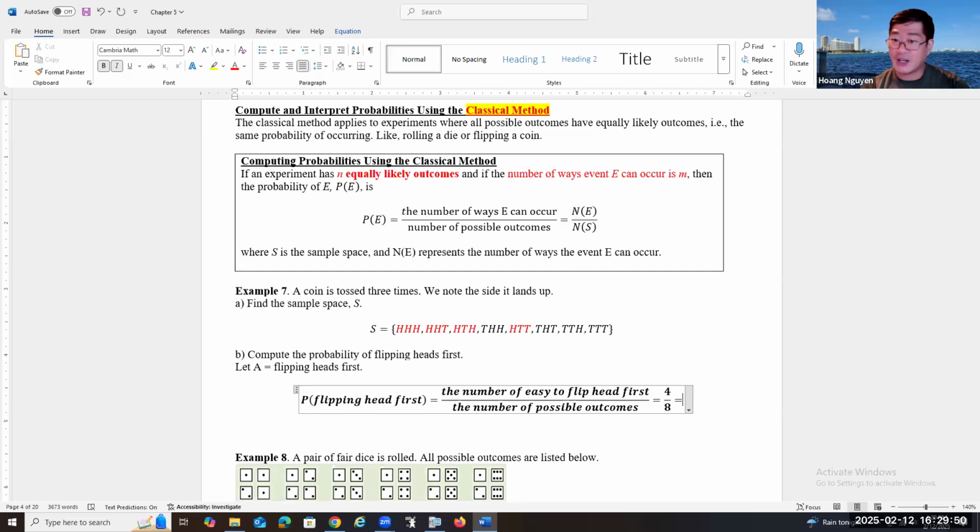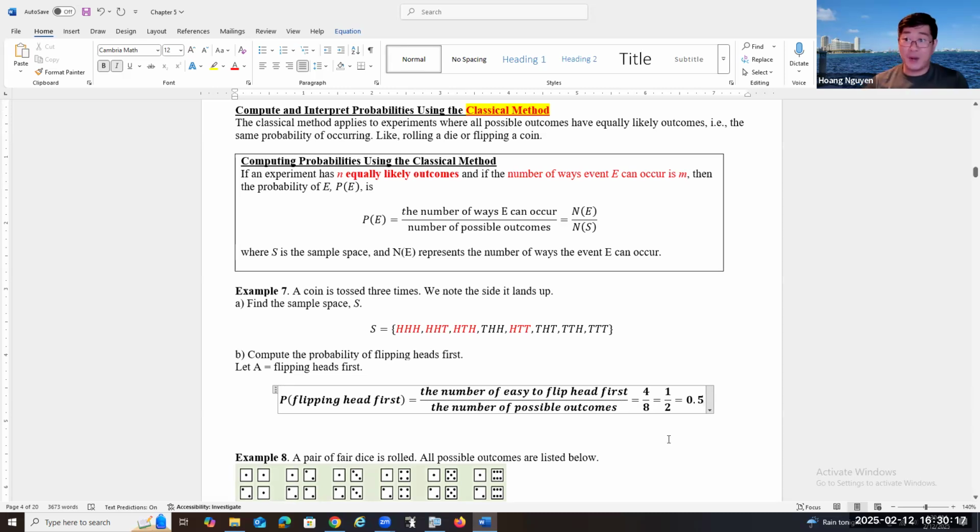Can you reduce this fraction? Yes, there is a common factor of 4. We divide both of them by 4, so we have the answer 1/2, or you can get the answer as 0.5. So this is the probability that you will flip head first. We're just using the classical method to calculate the probabilities, assuming that all of the outcomes are equally likely.